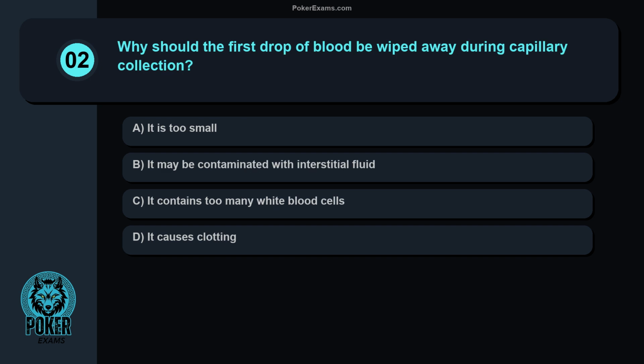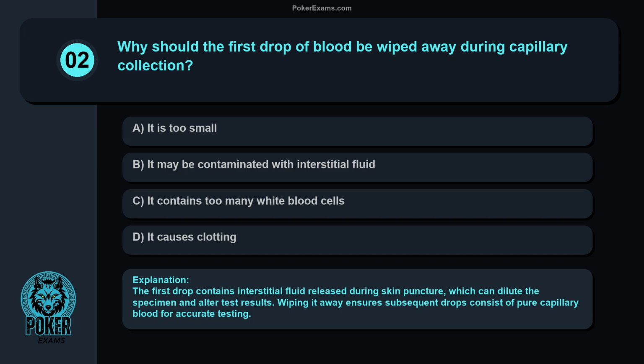Question 2. Why should the first drop of blood be wiped away during capillary collection? It is too small. It may be contaminated with interstitial fluid. It contains too many white blood cells. It causes clotting. The first drop contains interstitial fluid released during skin puncture, which can dilute the specimen and alter test results. Wiping it away ensures subsequent drops consist of pure capillary blood for accurate testing.